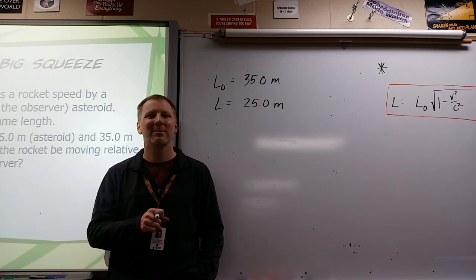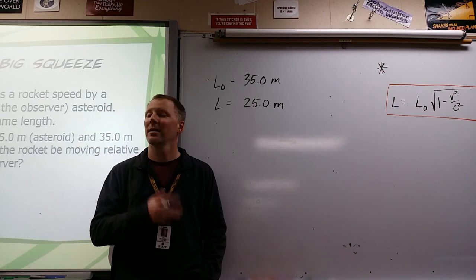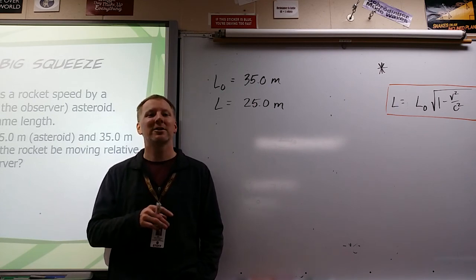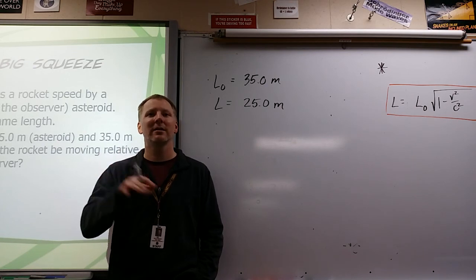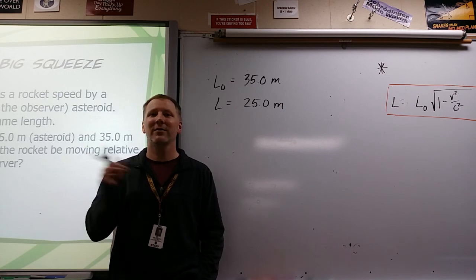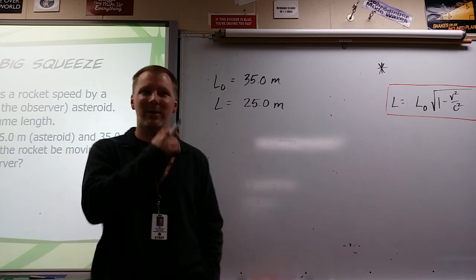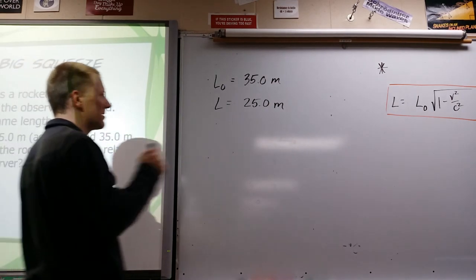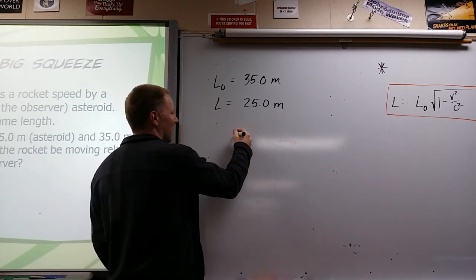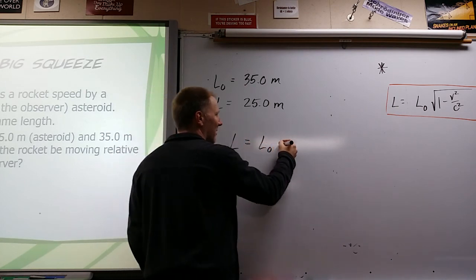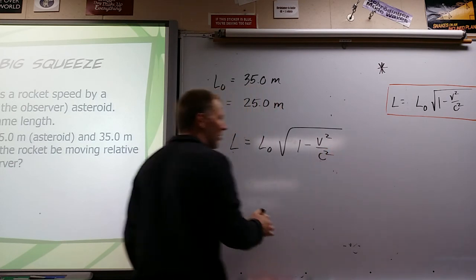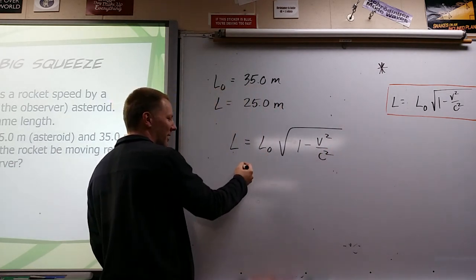Because if you're measuring a ship, how can you get the proper length? You can only get it if you're moving with the ship. If that ship slows down and parks next to you later, you're going to measure this proper length at 35 meters. But not if it's moving. You can't measure the proper length, only if you're moving with it. So we want to rearrange this and get the speed, the V. So first thing I need to do, divide by my L naught.